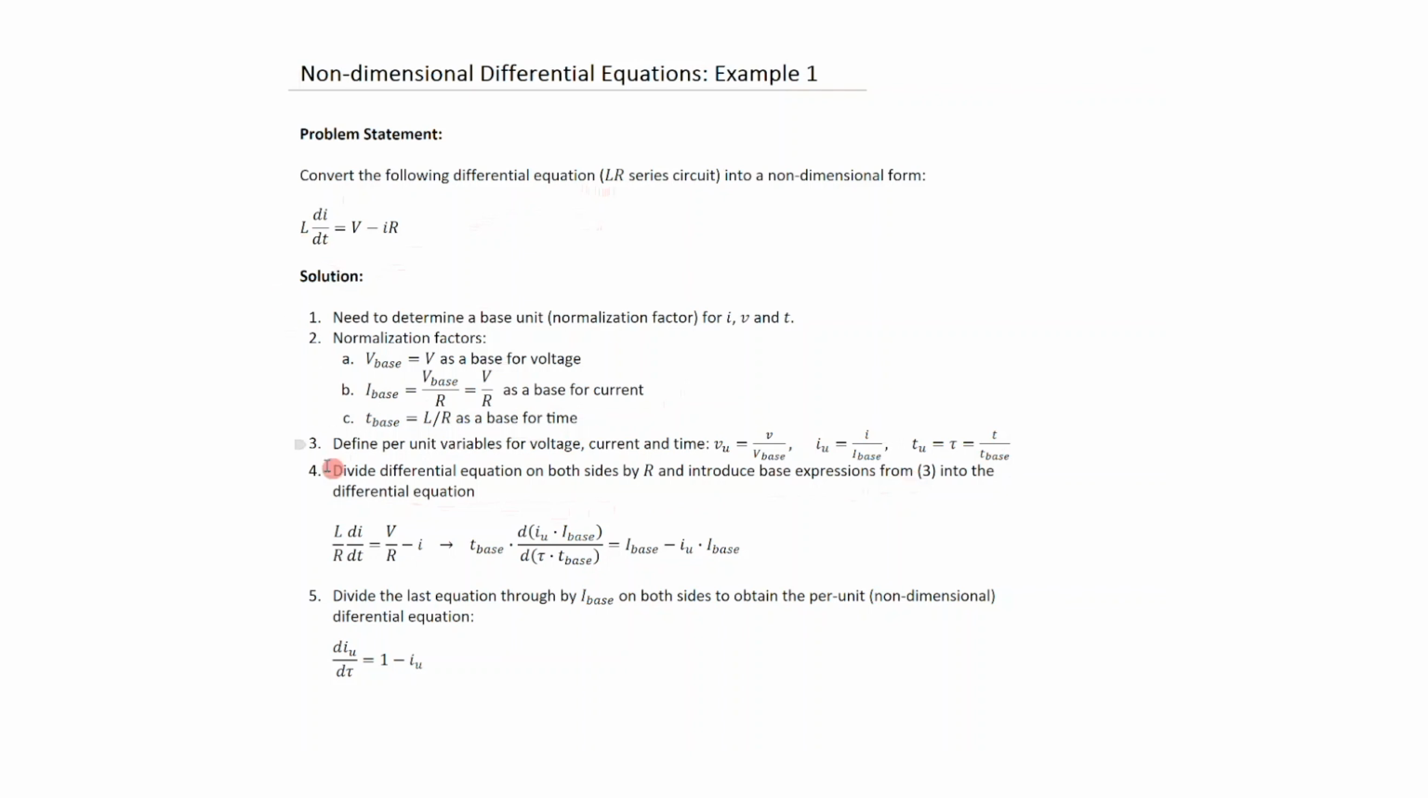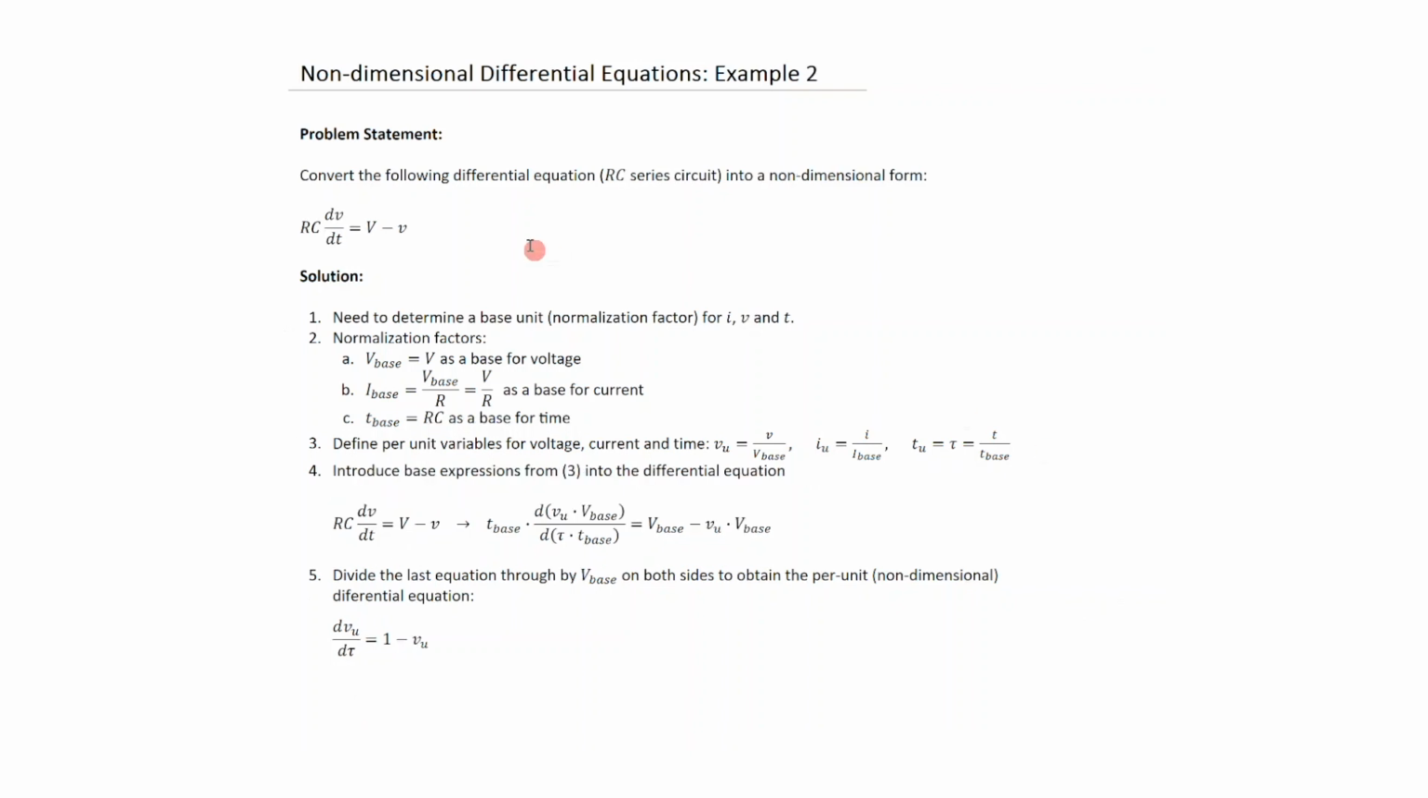So I've divided this by R, which gives me this. And now basically I introduce for I this expression, for T this expression. I base minus IU I base. Okay, and so this is the expression that I get. Now we divide the last equation through by I base on both sides, and we obtain this equation. So this basically is per unit, that's per unit, and that's also per unit. Okay, so this was just an example of how I produced per unit equations.